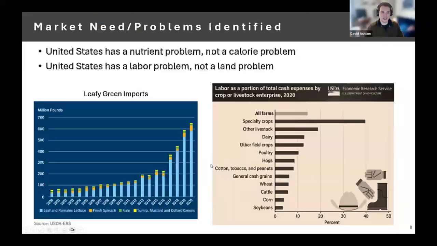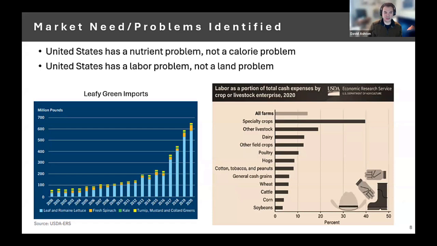Here we go. So going back a step, after introducing the farm, we're acknowledging many problems. I think everyone is aware of what's going on with the food system in the United States. But we have a different perspective. We think that the United States has a nutrient problem. We don't think the United States has a calorie problem.